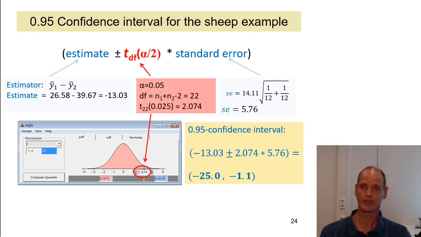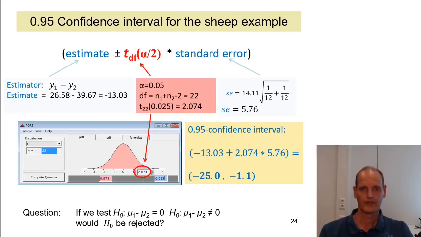So the 95% confidence interval is minus 13.03 plus minus 2.074 times 5.76, which gives as limits minus 25 to minus 1.1. So we see that we're quite confident that the difference must be negative. In other words, the treated lambs have fewer worms.